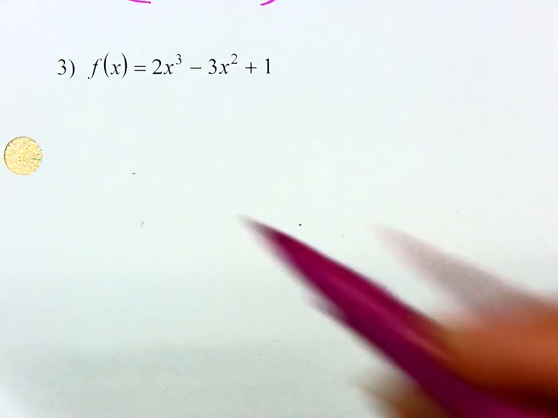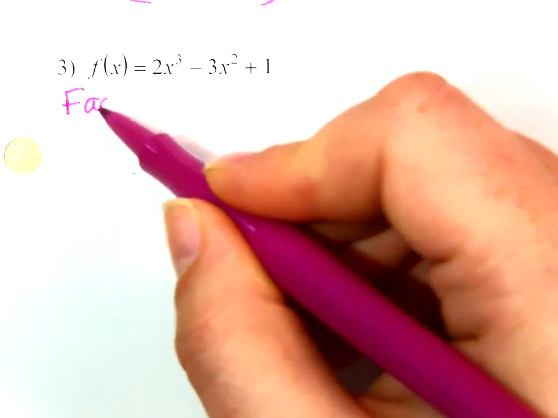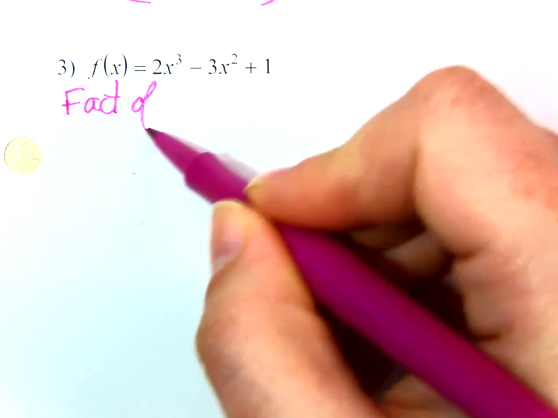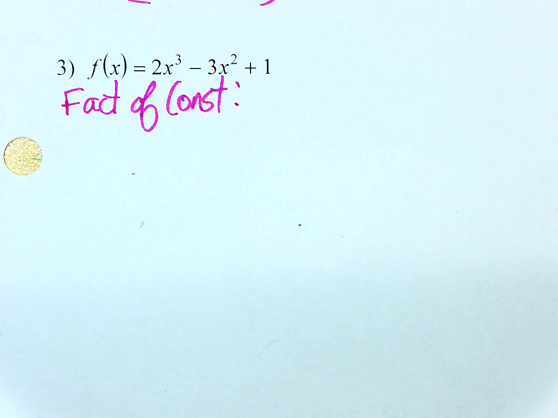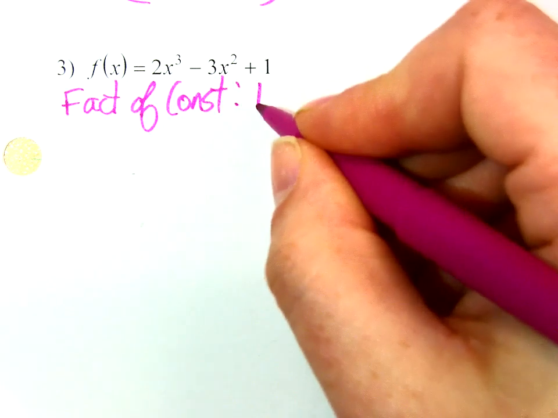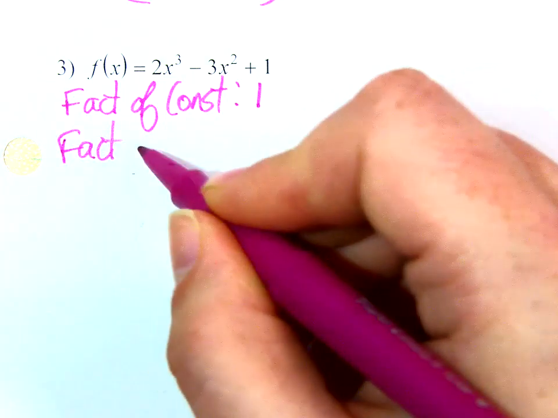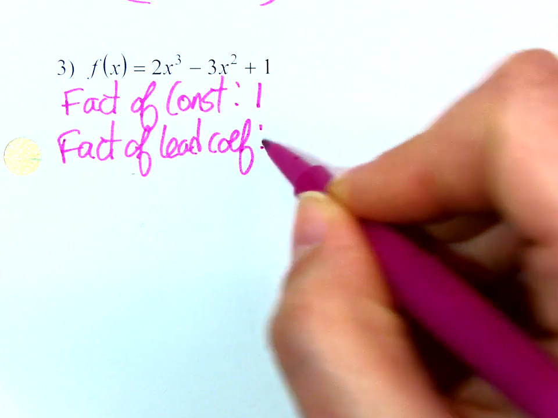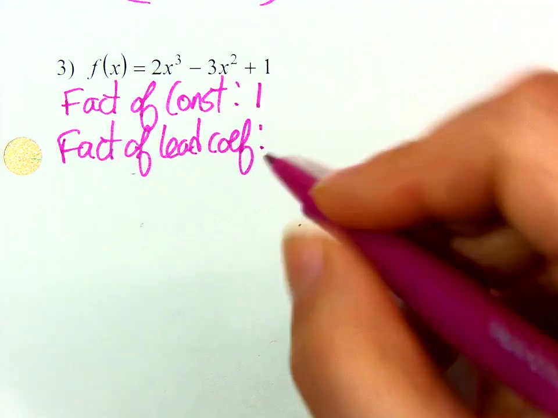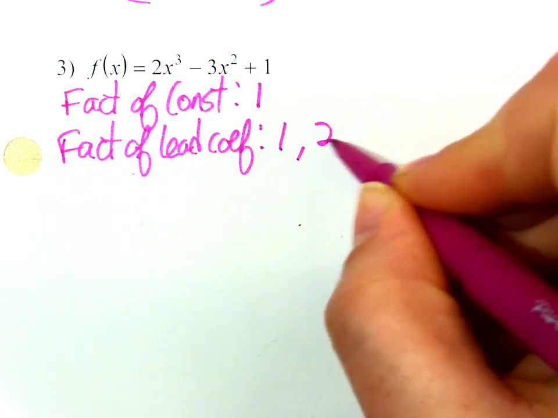So we start by listing the factors of the constant. What is my constant? 1. What are the factors of 1? 1. Now I want my factors of the leading coefficient. And what is my leading coefficient? 2, and the factors of 2 are just 1 and 2.